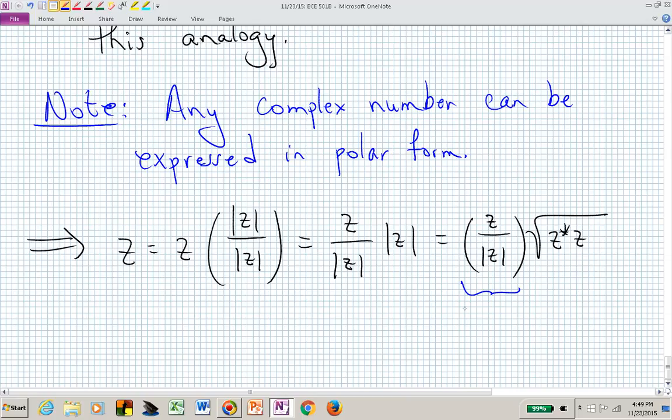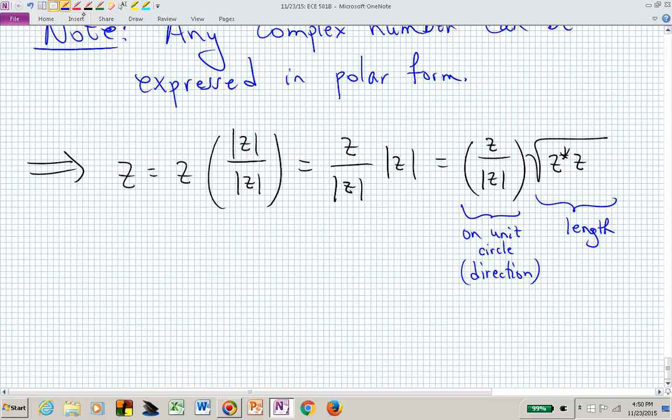So this one is on the unit circle, or that's like a direction. It doesn't have to be in the x direction or the y direction. It can be anywhere. And this second piece is really just giving us the length of that original complex number z. That's the square root of a squared plus b squared.